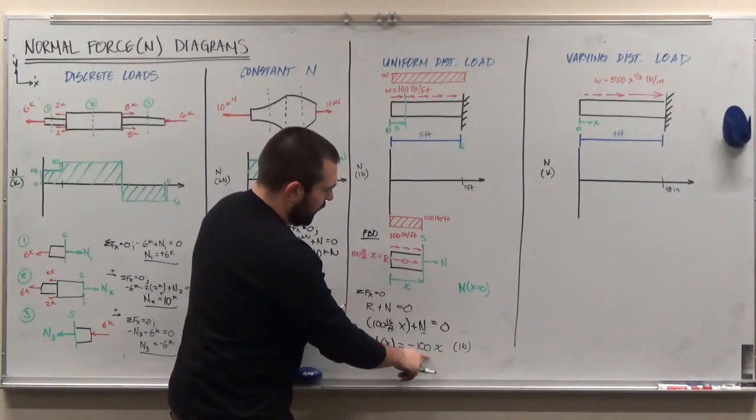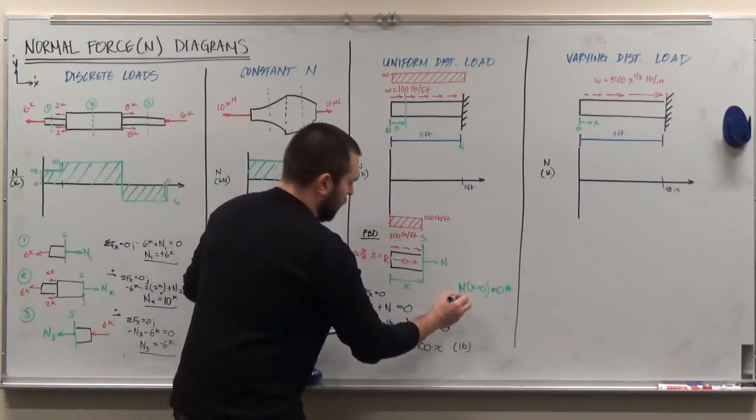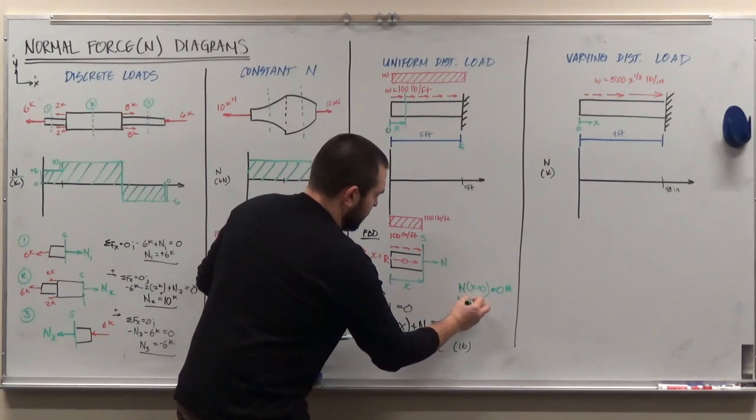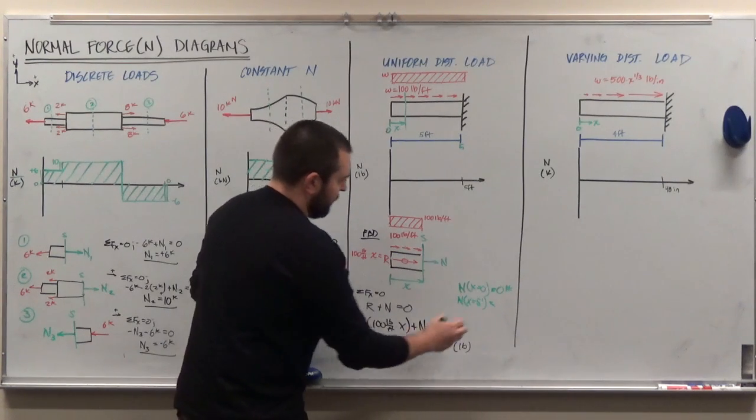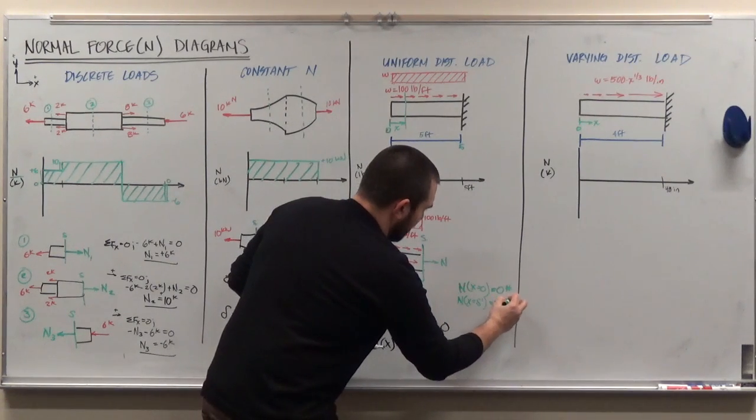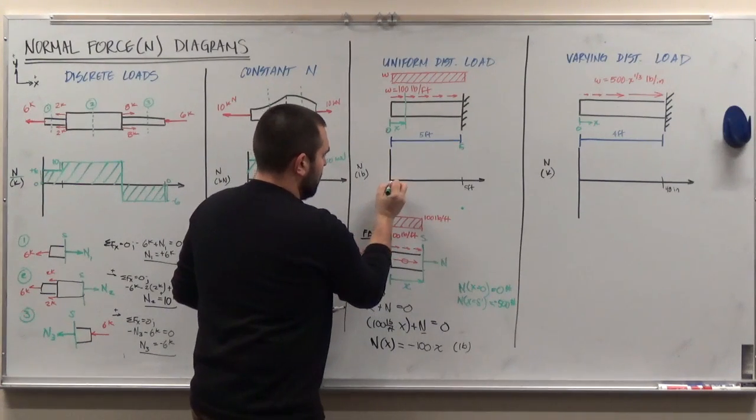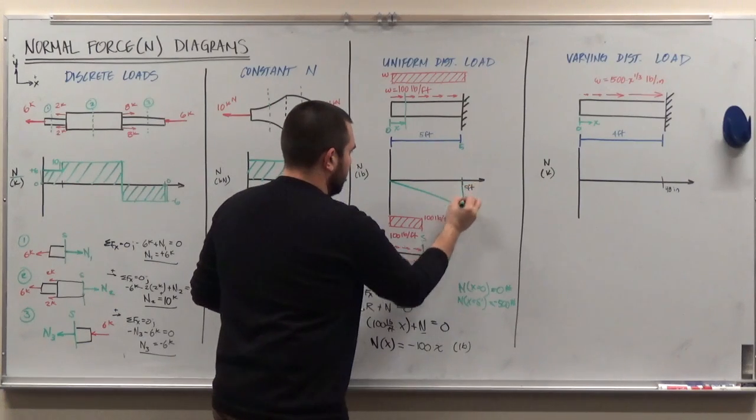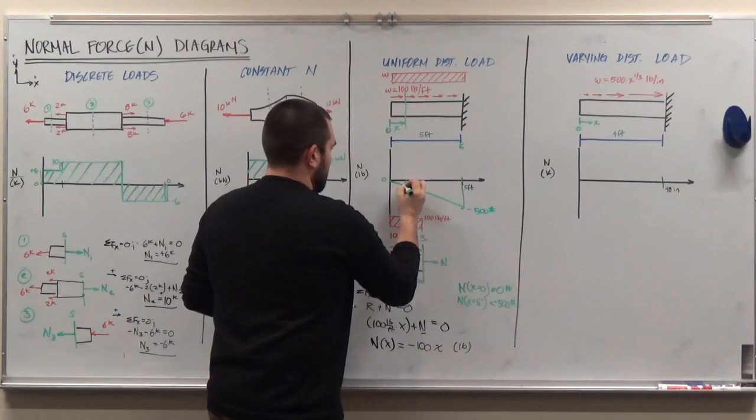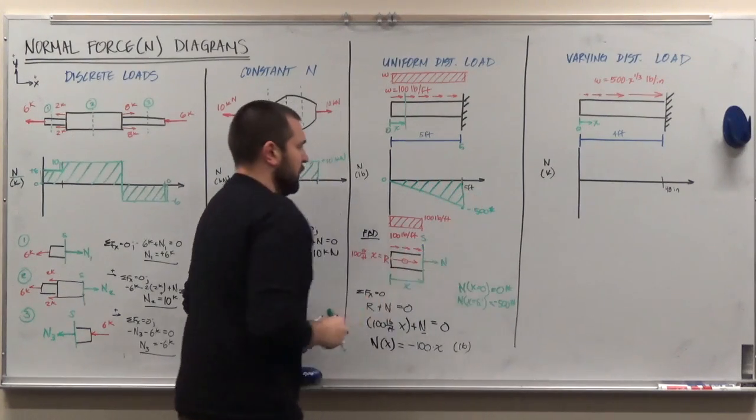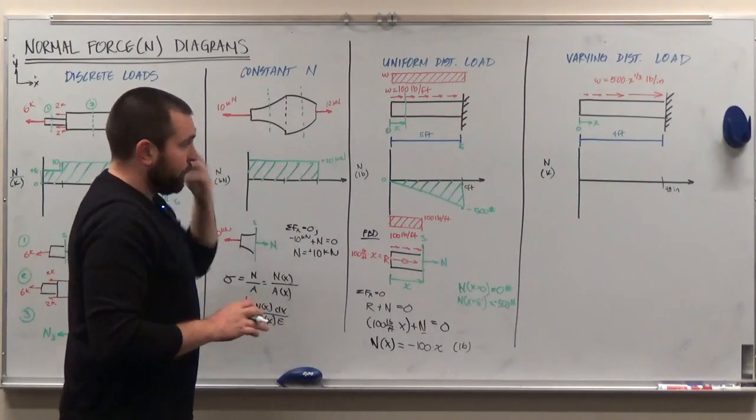This is equal to minus 100 times 0, which equals 0 pounds. The internal normal force at x equal to 5 feet is going to be equal to minus 100 pounds per foot times 5 feet, which is just minus 500 pounds. Okay, so negative 500 pounds and 0. I get a straight line in between the two. This is minus 500 pounds. And that is my internal normal force as a function of x across the entire length of this column.